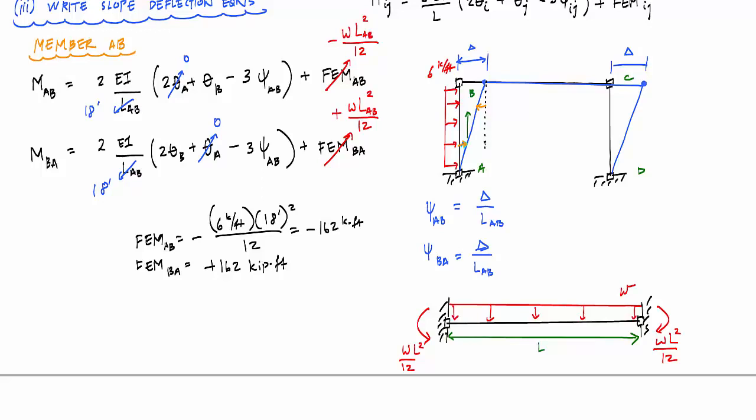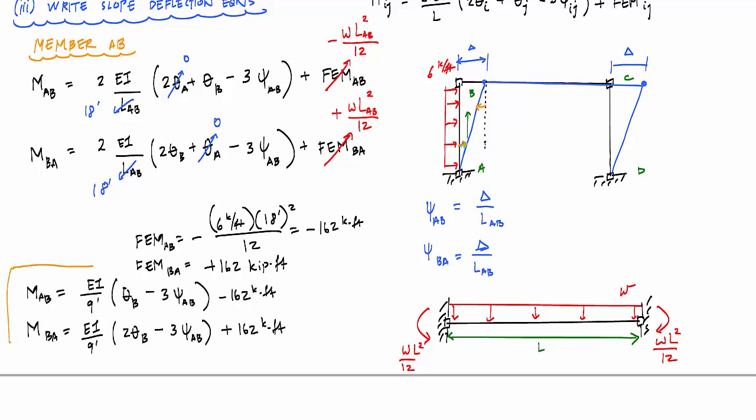What I want to prove was that the psi_AB and the psi_BA I had written here previously are the same for this member. And so if I rewrite this in a more simplified form, and here are my two slope deflection equations for member AB. Done. Now we'll go on.